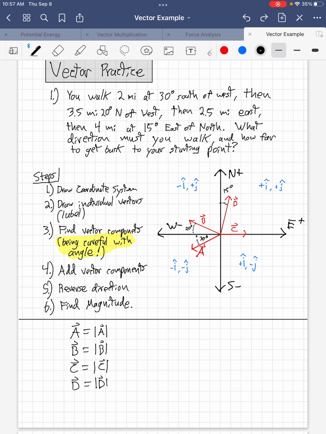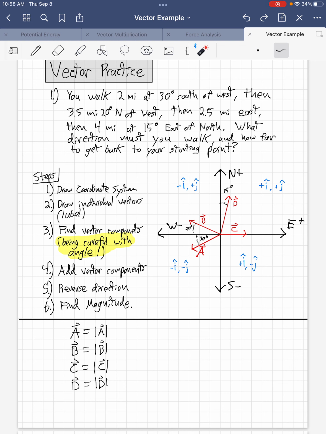You walk 2 miles at a direction of 30 degrees south of west. Then you walk 3.5 miles 20 degrees north of west. And then you walk 2.5 miles east. Then you walk 4 miles at 15 degrees east of north. What direction must you walk, and for how long, in order to get back to your original starting point? All right, so kind of a long problem.